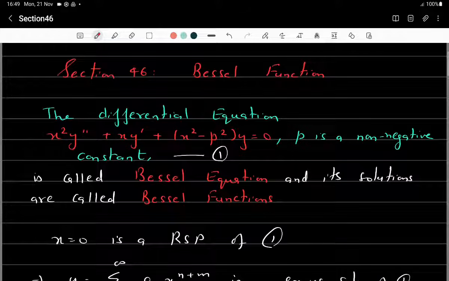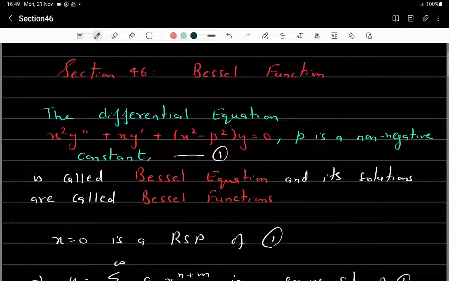Good morning everyone. So today we are going to talk about Bessel equation and Bessel functions. A differential equation of the form x squared y double dash plus x y dash plus (x squared minus p squared) y is equal to 0 is said to be Bessel equation and its solutions are called Bessel functions. Remember that here p is a non-negative constant, which means p is greater than 0.